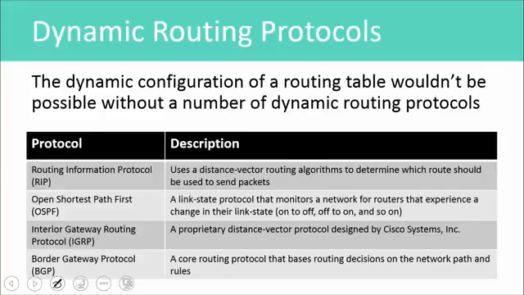Then you have IGRP, the Interior Gateway Routing Protocol. And you also have Border Gateway Protocol as well. Definitely do a little bit of research on each of these protocols. Know that there are things called distance vectors that you should be aware of. And what that is, it's just a calculation. It's essentially a metric that's used to determine which route should be used to send packets, right?